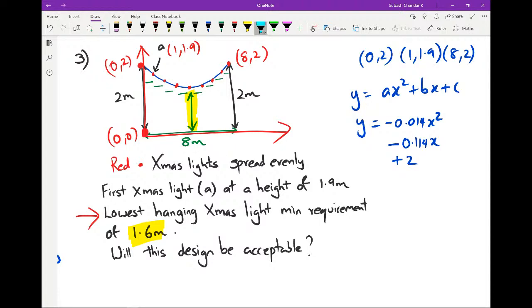So the point that we can use, 1 and 1.9, the point A, is basically from this statement here: the first Christmas light at a height of 1.9 meters.